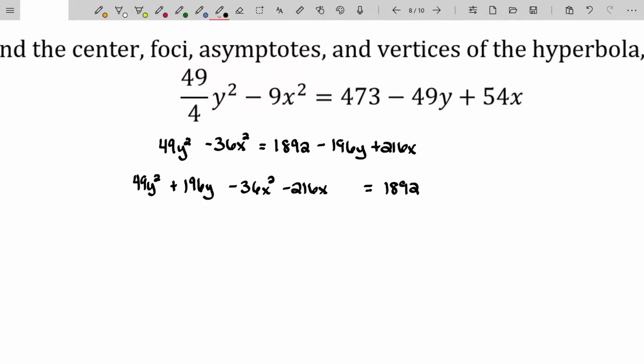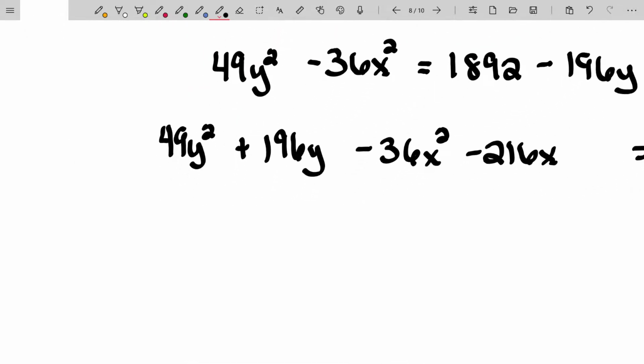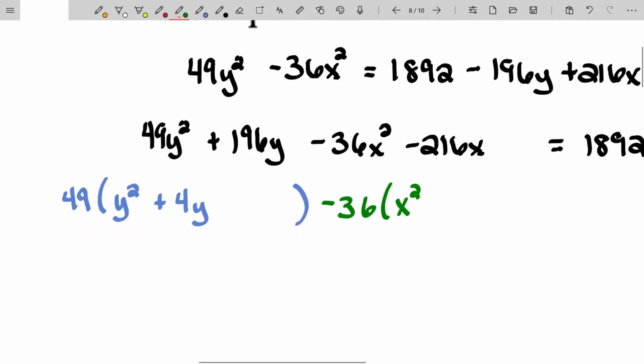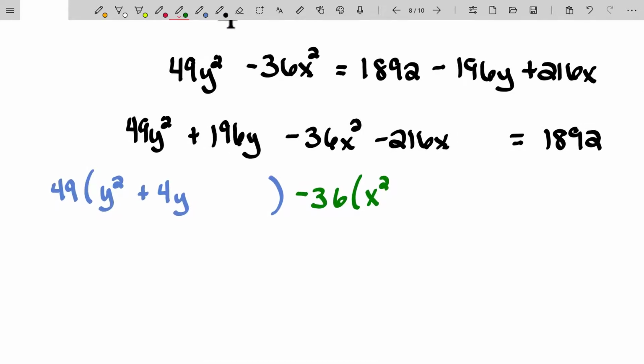This looks very daunting, kind of scary. What we're going to do is complete the square. So I'm going to color code things here so that it looks somewhat nice. I will factor a 49 off of both the y terms, and when I do that, I'm left with y squared plus 4y, and I'll leave a little space there. And I'll factor a negative 36 off of the x squared terms, so I'll get x squared plus 6x. Let me just double check: 216 divided by 36 is 6, yep. And then that's going to equal 1892.